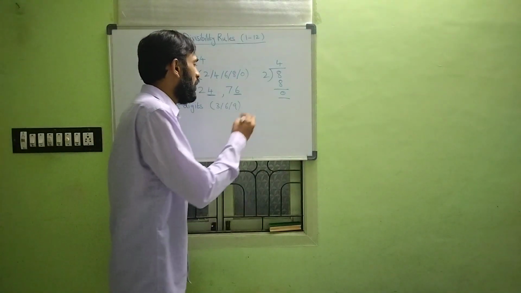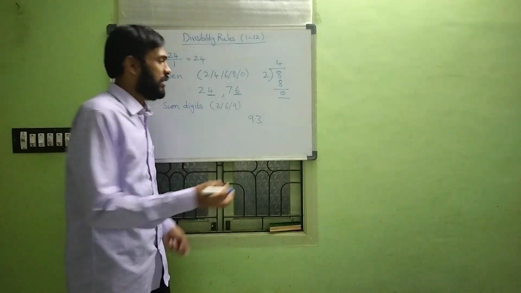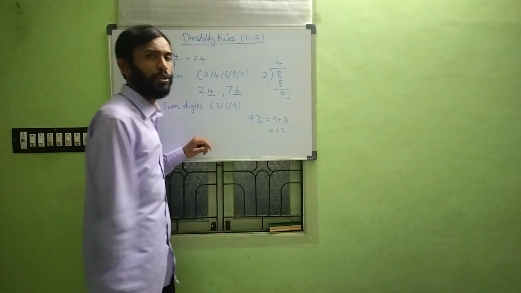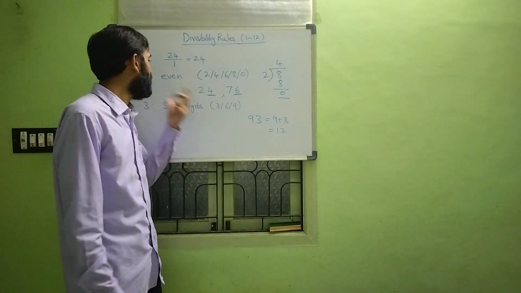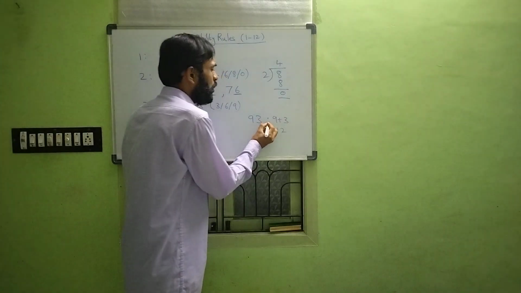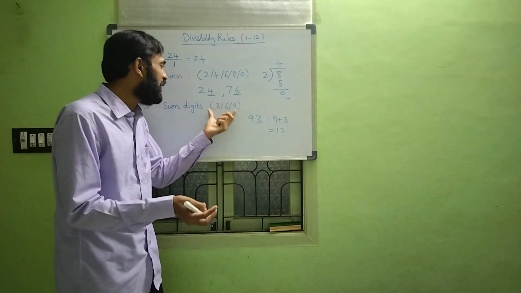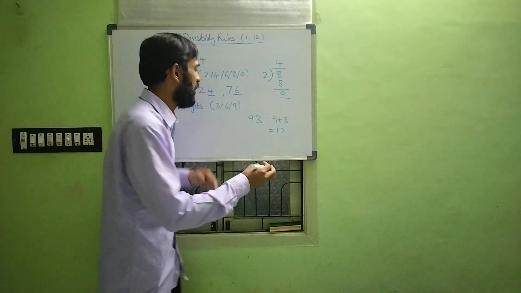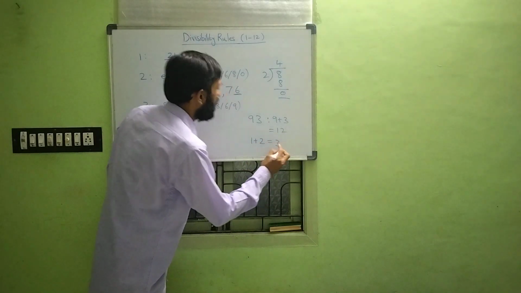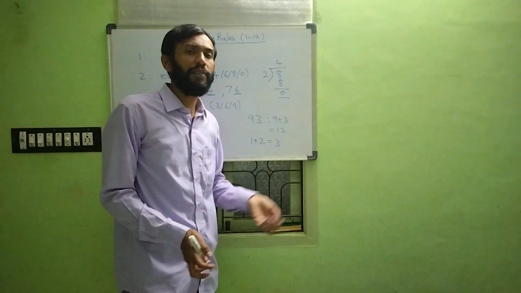For example, let's take 93. If you add the digits, 9 plus 3, which gives 12. So 12 is clearly divisible by 3. Or you can add once again: 1 plus 2 is 3. Now you can compare, so 3 is in our list. So 93 is divisible by 3.